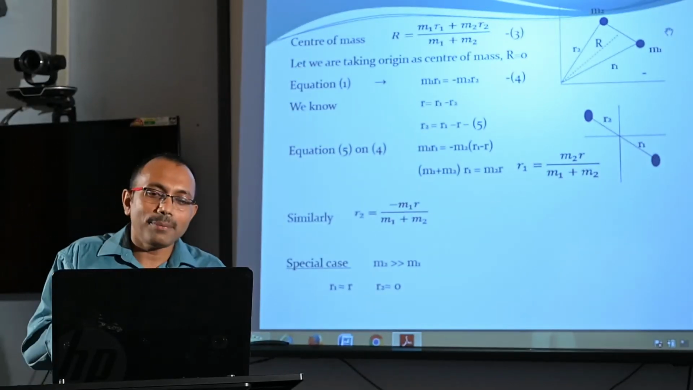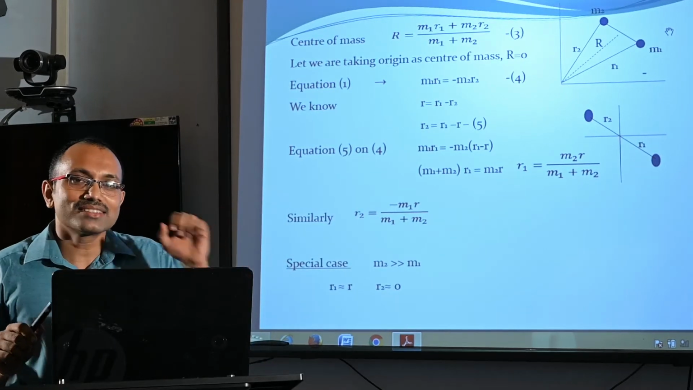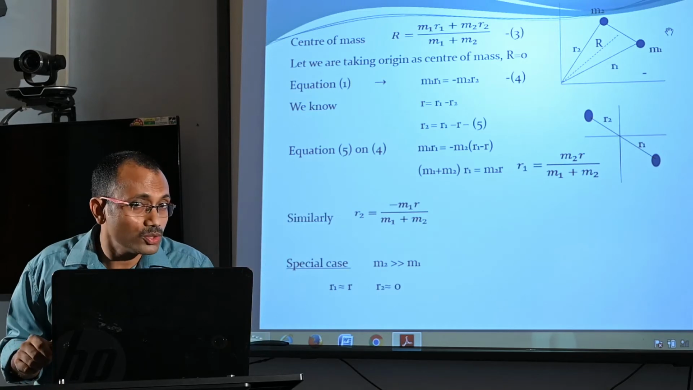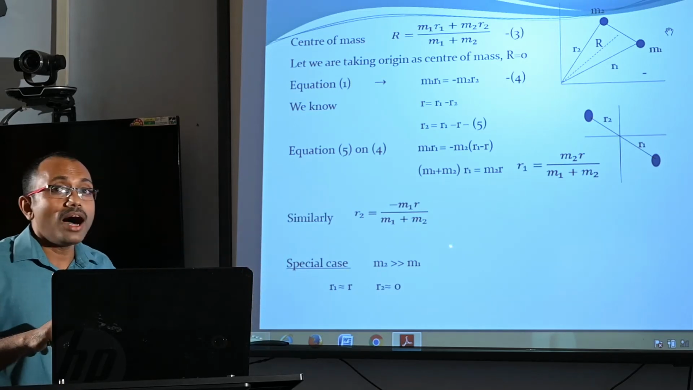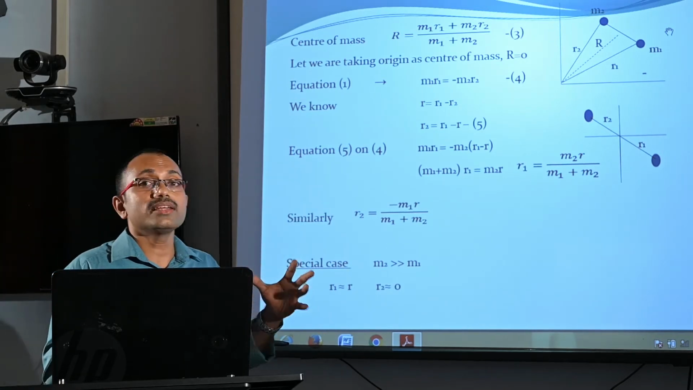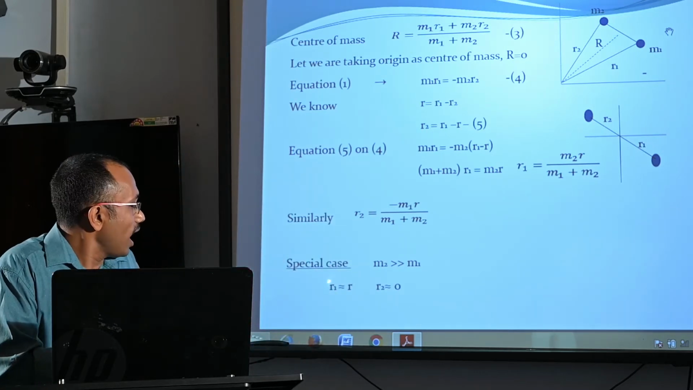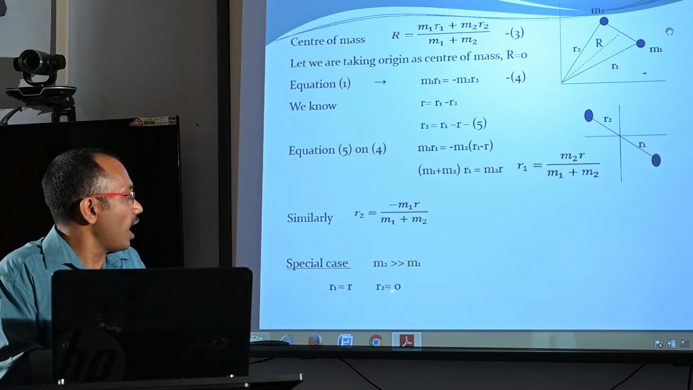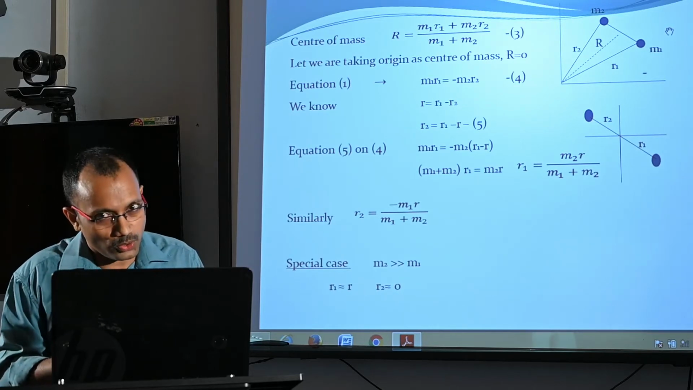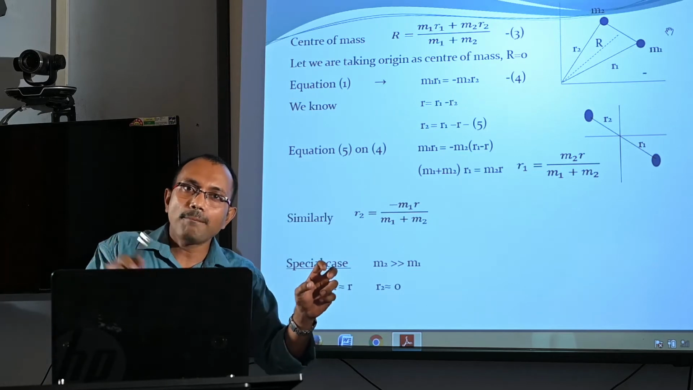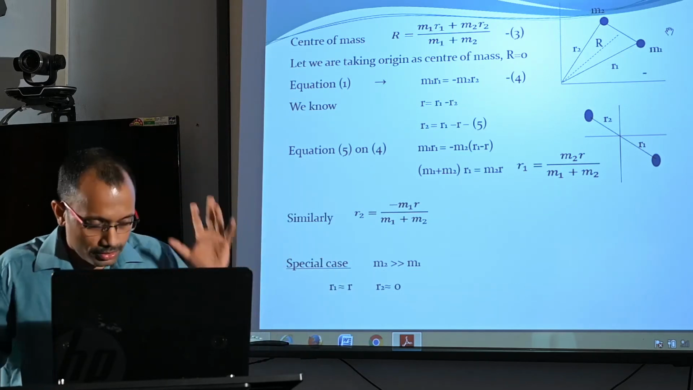This is happening in the case of planet and sun. Here the sun is very massive and the planet is not so massive. So, we are taking the mass of the sun as very much greater than the mass of the planet. Here we can say that r1 is equal to r and r2 is almost equal to 0. That is why we take the sun as fixed at a point and the planets as revolving around it.